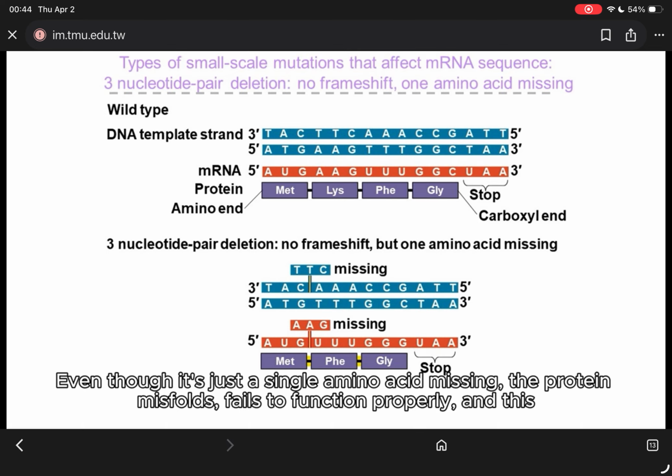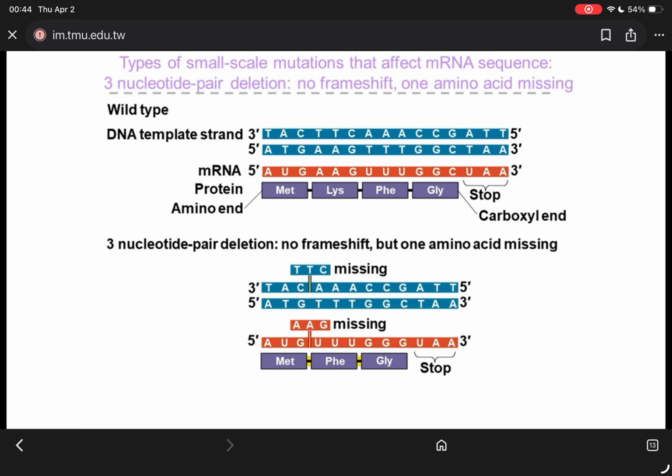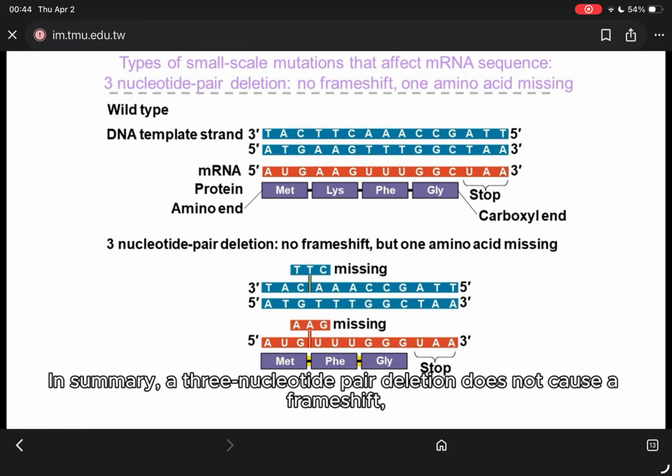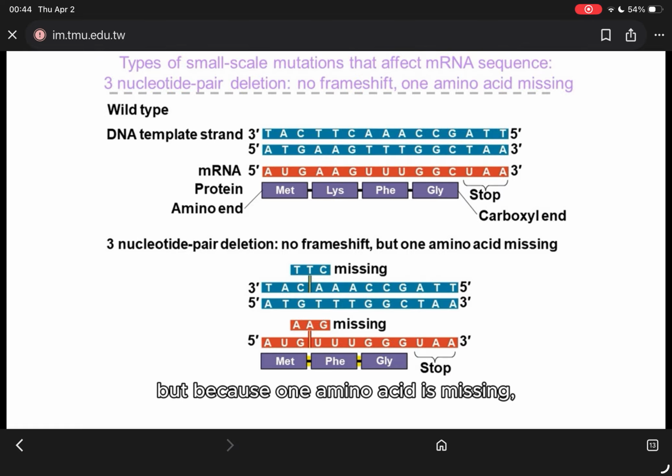Even though it's just a single amino acid missing, the protein misfolds, fails to function properly, and this defect leads to the disease. In summary, a 3-nucleotide pair deletion does not cause a frame shift, but because 1 amino acid is missing, it can weaken, impair, or even completely abolish protein function, depending on where the deletion occurs.